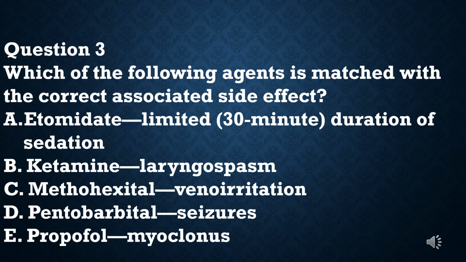Question 3. Which of the following agents is matched with the correct associated side effect? A. Etomidate, limited 30-minute duration of sedation. B. Ketamine, laryngospasm. C. Methotrexate, venorrhea. D. Pentobarbital, seizures. E. Propofol, myoclonus.